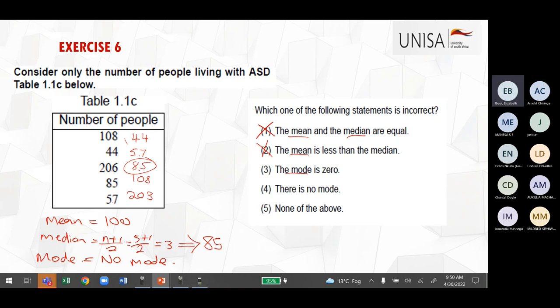Which one of the following statements is incorrect? Are we looking for the incorrect one? Probably the statement here was supposed to say what is the information that is correct. Sorry, I don't think that is what they intended with this question. Okay, so the mode is 0. Is that true or false? It's false. That is also incorrect. There is no mode. That's correct. That is correct. None of the above. That is another option that they like at UNISA to include for just confusing everyone. To say, if I can't find any of this answer, let me just choose option 5 as my backup. Okay.